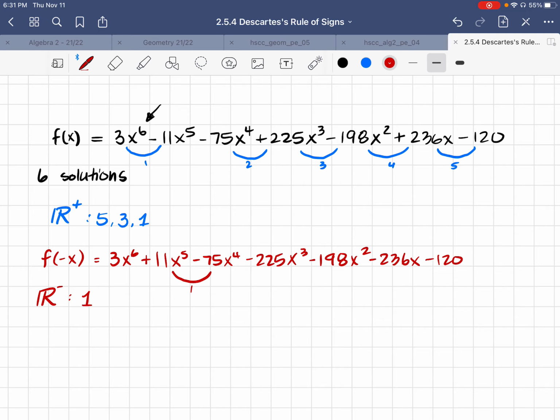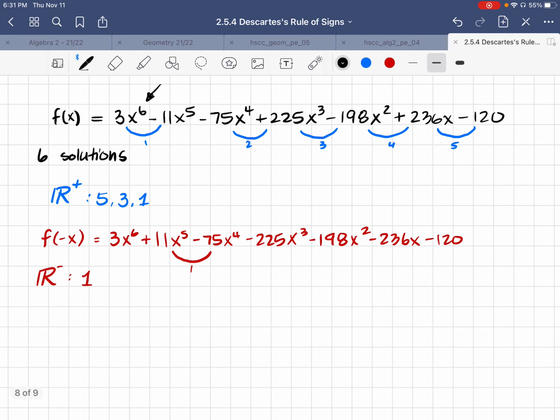The good news is we know we're going to have real solutions. We know we're going to have positive ones. We know we're going to have exactly one negative one. The question is what are all the solutions going to be? And this is where we analyze Descartes' rule of signs. So this is Descartes' rule of signs broken down.